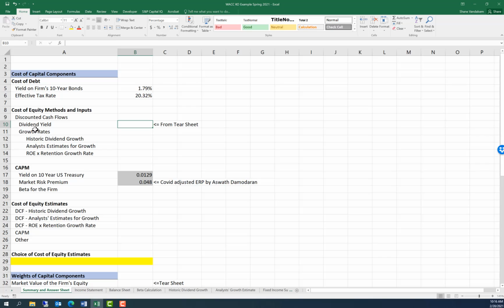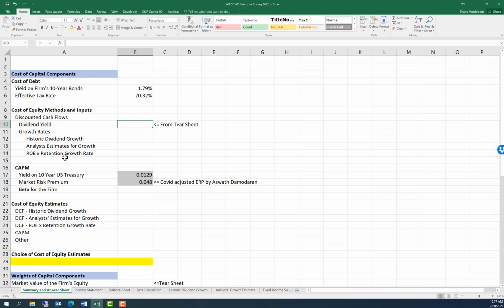Now we go into the hard part, and this is the cost of common equity, or the cost of equity. We're going to talk about 4 different methods on how to calculate this. 3 have to do with the discounted cash flow approach. So with the discounted cash flow approach, we take the dividend yield, because that is the yield the investor is going to get in the next year just from dividends, or the expected return just from dividends if they purchase the stock today.